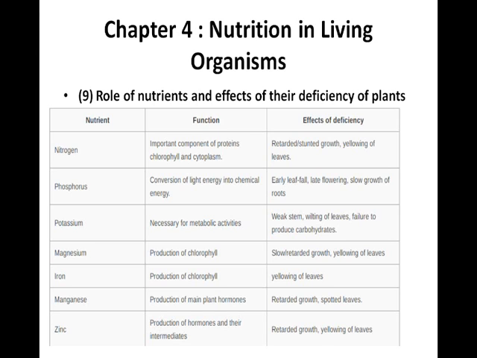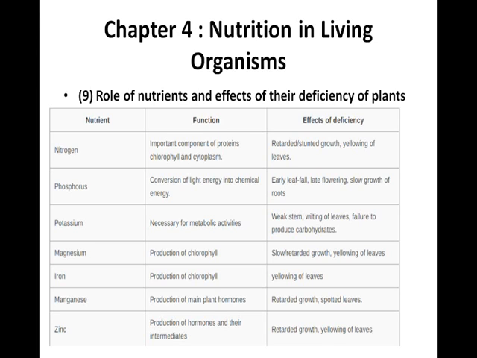Okay, so we are studying right now the role of nutrients and effects of the deficiency in plants only. Potassium is necessary for metabolic activities. Deficiency: weak stem, wilting of leaves, failure to produce carbohydrates. So due to the lack of potassium, what happens? The plant's stem is very weak and you will see wilting of leaves in the plant.